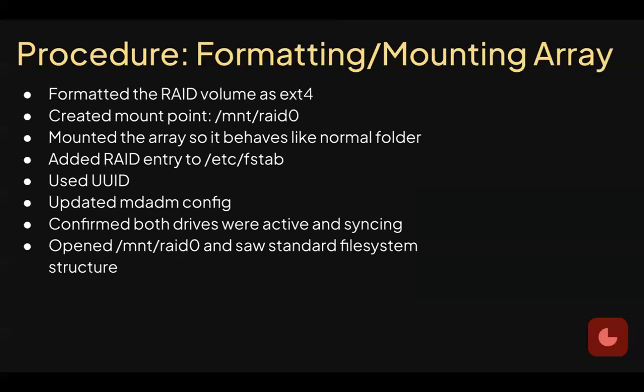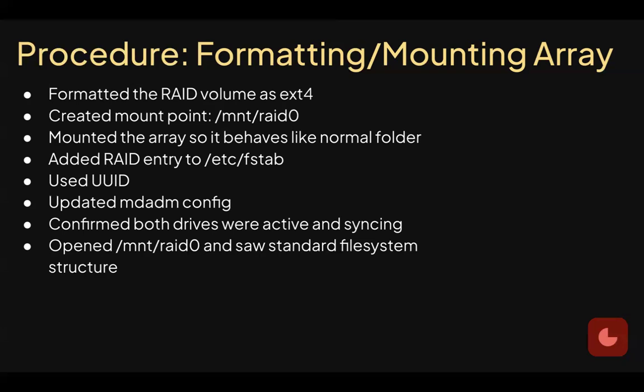After creating the RAID 1 array, I formatted the RAID volume as ext4 so it could store files properly. Then I created a mount point and continued with mounting the array, which made it act like a normal folder on the system. To make the RAID permanent, I added an entry using the UUID of the RAID device so the system can always identify the correct volume on boot.